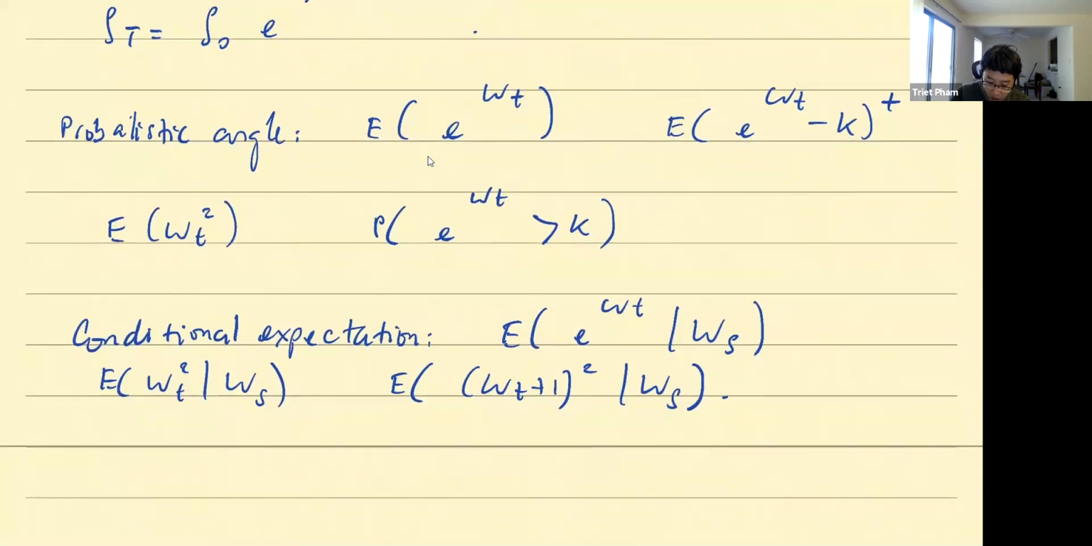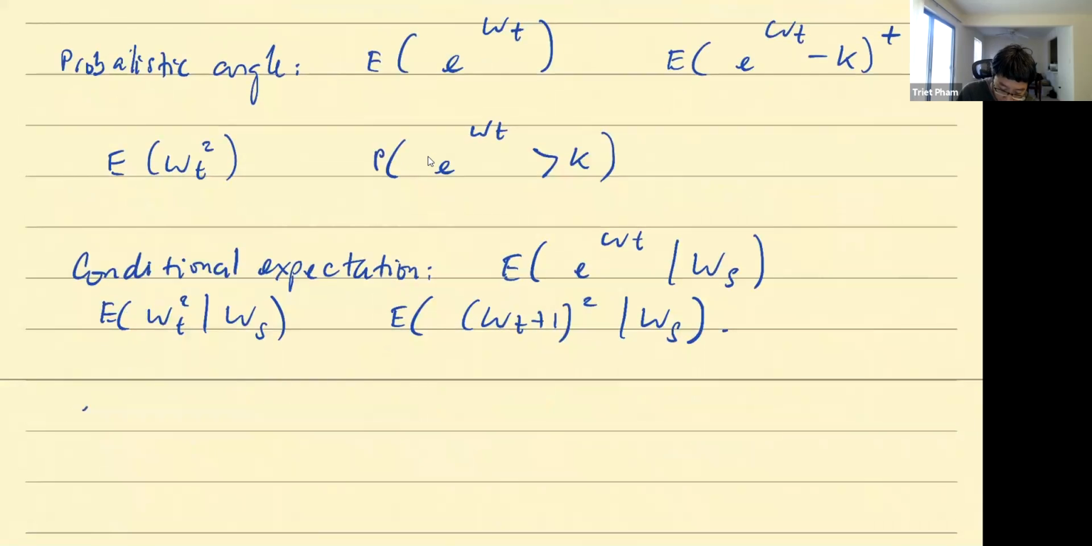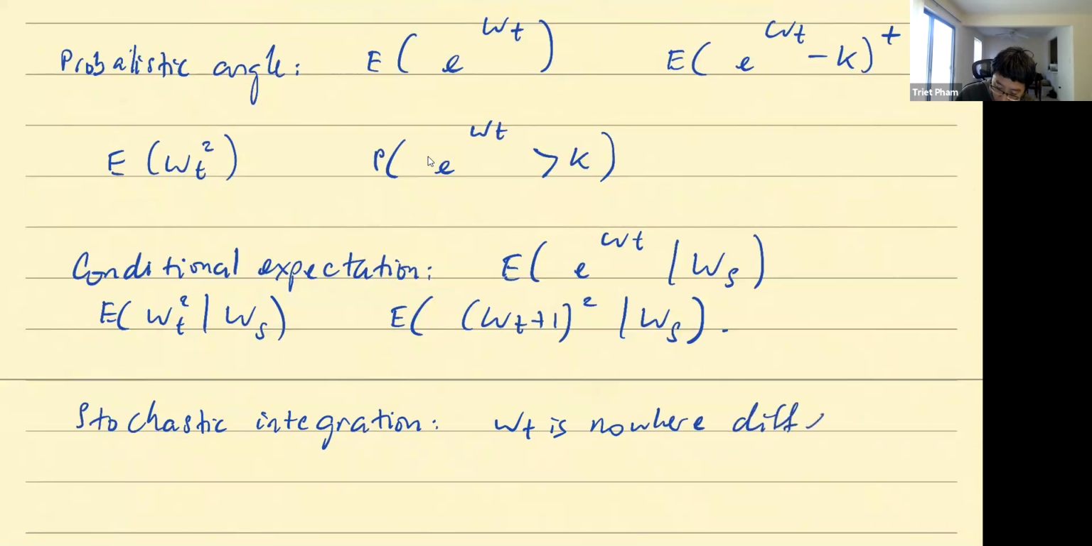From the stochastic integration point of view, we want to explore the idea that Wt is nowhere differentiable. The idea of an integral in terms of dWt, stochastically, in terms of calculus.